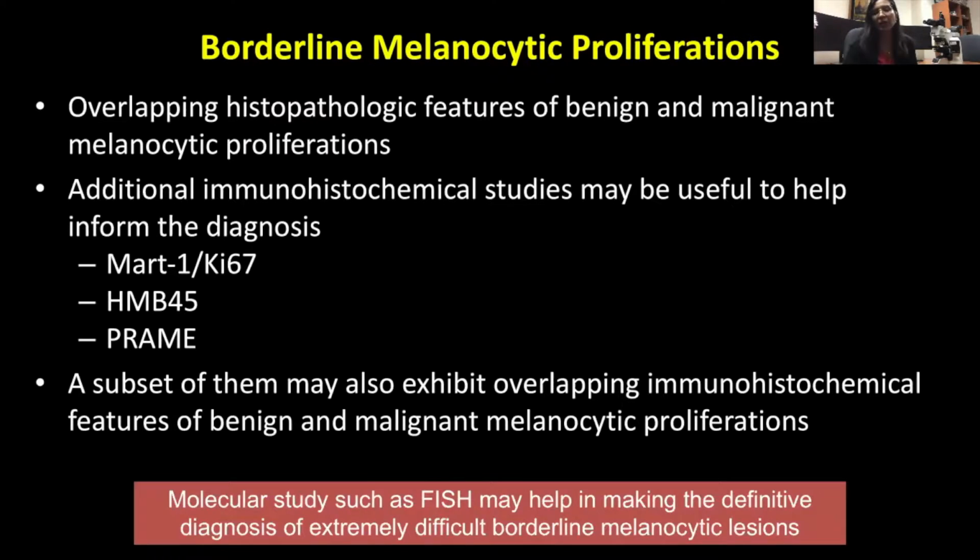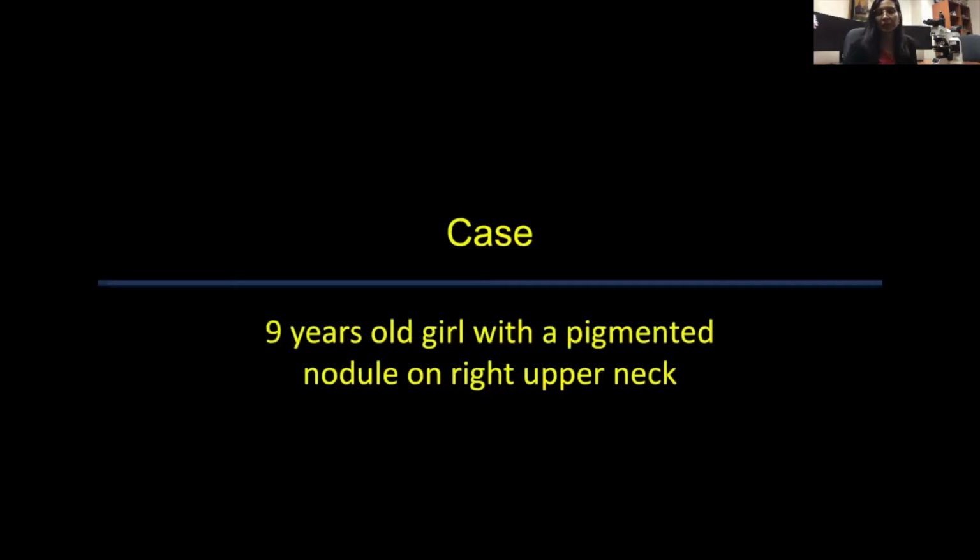So in those cases, we might need a molecular study such as FISH in making the definitive diagnosis of an extremely difficult borderline melanocytic lesion. But we use this in less than, I would say, 3% of our melanocytic cases, where we need to do molecular studies such as FISH. So mainly here we use FISH in terms of molecular study. Let me give you an example.